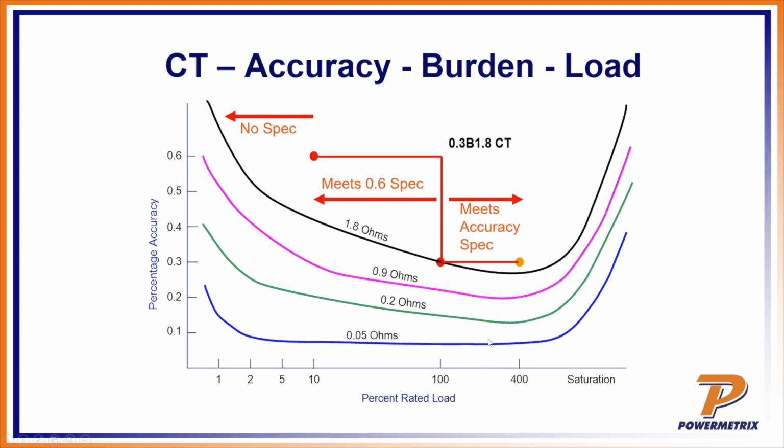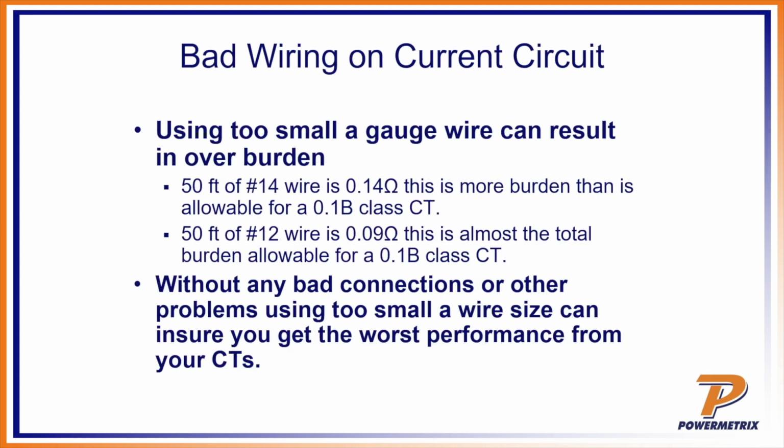Now, what we're going to find out soon, and what you may already know, is that CTs and PTs are very sensitive to temperature, and we're going to find out more about that. The temperature adds resistance, my burden adds up, and so I can lose accuracy with my CTs due to temperature. Let's look at bad wiring on a current circuit. Using too small a gauge wire can result in overburden on my CT.